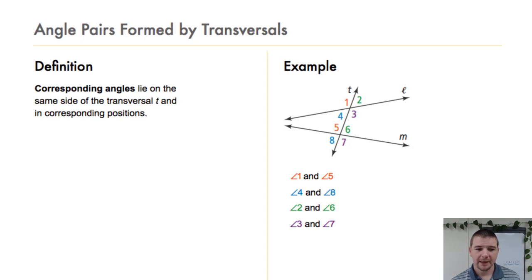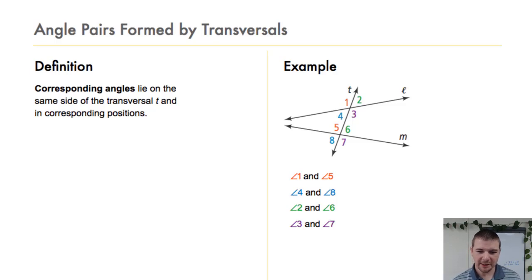Corresponding angles lie on the same side of the transversal T and in corresponding positions. Angles 1 and 5 are corresponding angles. Notice how, with respect to their group of 4 angles created by an intersection, they're both in what we might call the top left position. So they correspond. 4 and 8, we might call the bottom left position, but relative to their angles, they're corresponding.